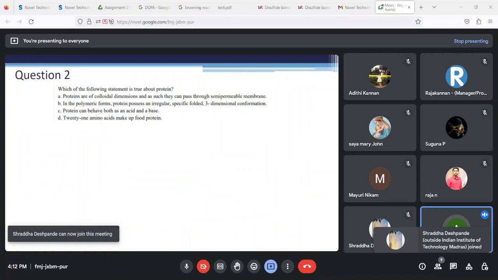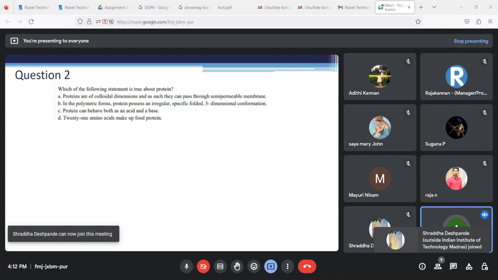So moving to question 2. Which of the following statements is true about a protein? A. Proteins are of colloidal dimensions and as such they can pass through the semi-permeable membrane. B. In the polymeric forms, proteins possess an irregular specific folded three-dimensional conformation. C. Proteins can behave both as an acid and a base. And D. 21 amino acids make up food protein. So which of these statements is true?